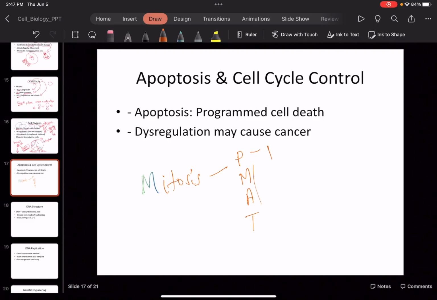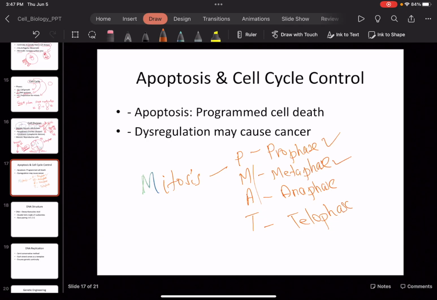PMAT is prophase. Remember, these are the stages of mitosis: prophase, metaphase, anaphase, and telophase. Prophase: every DNA starts packing inside the nucleus. I'm just drawing the nucleus. The DNA starts condensing. It's just packing everything. You're going to see this DNA start to become visible.